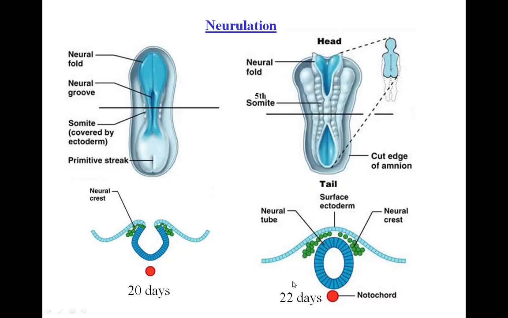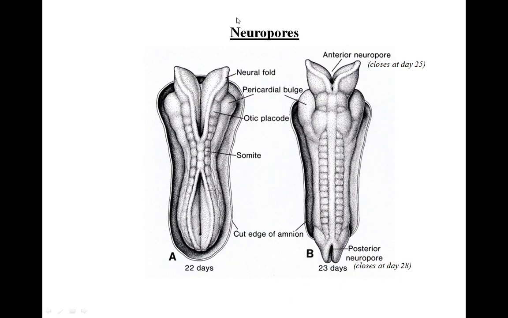Now gradually the anterior neuropore will be closed. That day is the 25th day of intrauterine life. Whereas the posterior neuropore will be closed on the 28th day of intrauterine life. So after the 28th day, the neural tube will be a closed tube, and then the neurulation will be completed.